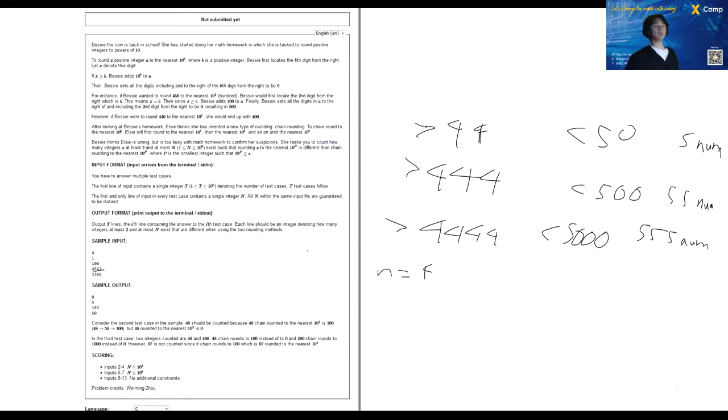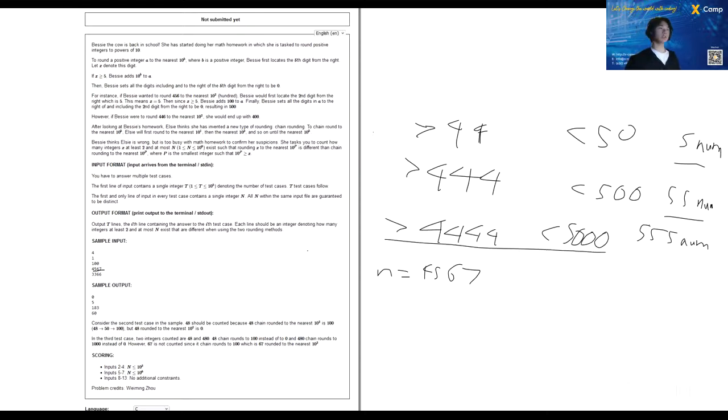So obviously we can first count all the 2-digit numbers, which is just 5, and count all the 3-digit numbers, which is 55. But now n is itself a 4-digit number, meaning that it's going to potentially encompass some 4-digit numbers, some of this 5555, but not all of it. But we know that the only numbers satisfying this condition of rounding differently, chain rounding versus non-chain rounding, are the numbers that are greater than 4,444 and less than 5,000.